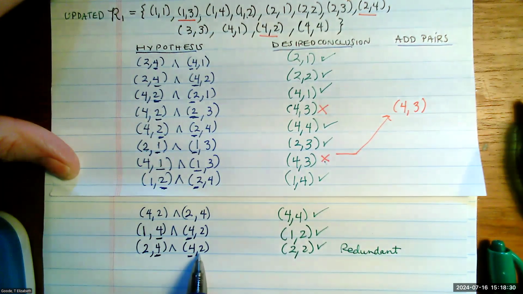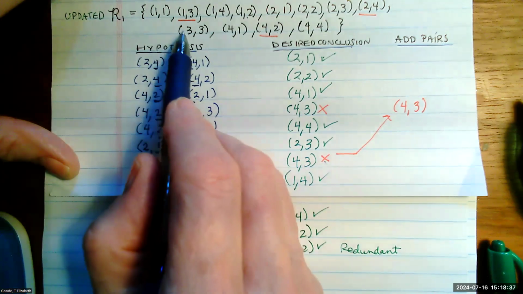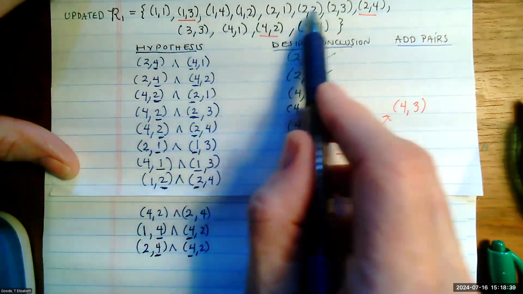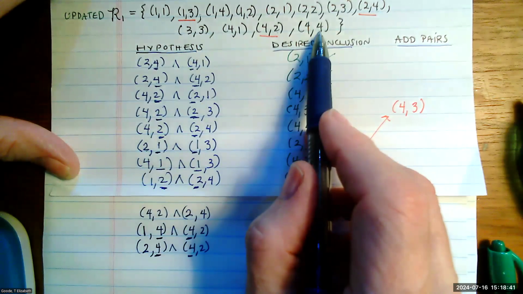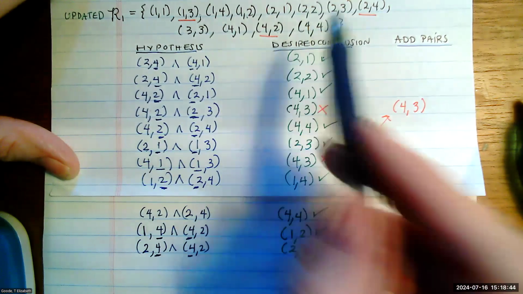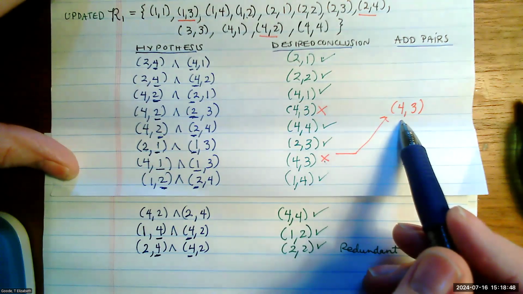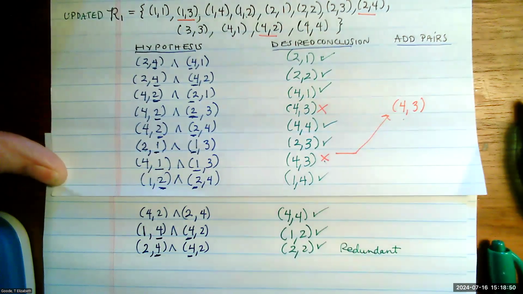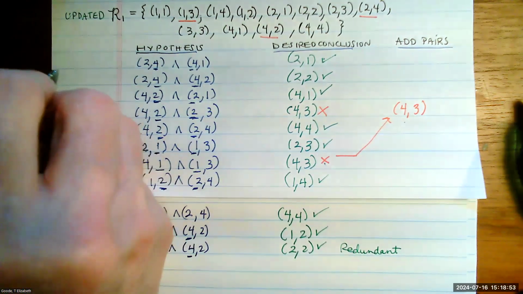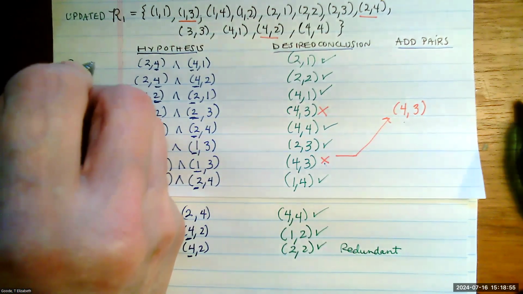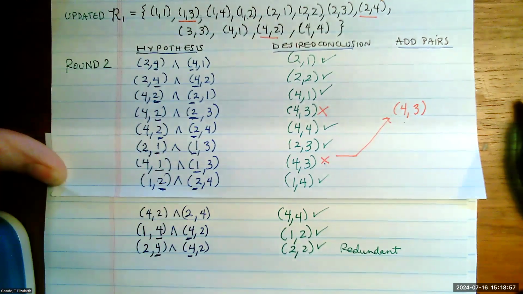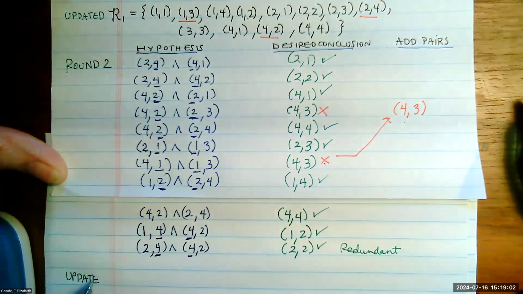Is the 4, 2 going to be involved with anything else? Something that ends in a 4? This ends in a 4, this ends in a 4, this ends in a 4, but we know we don't have to worry about that one. So the only ordered pair now that we need to add here in round 2, this is our round 2, right? Is to update our R2.